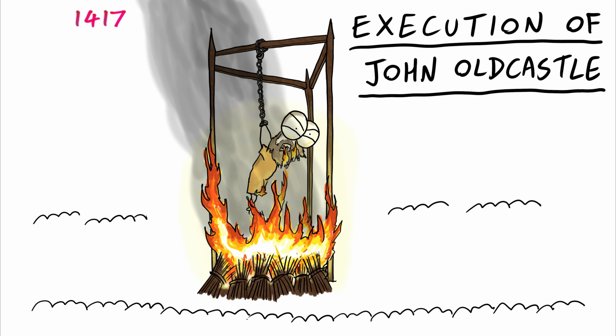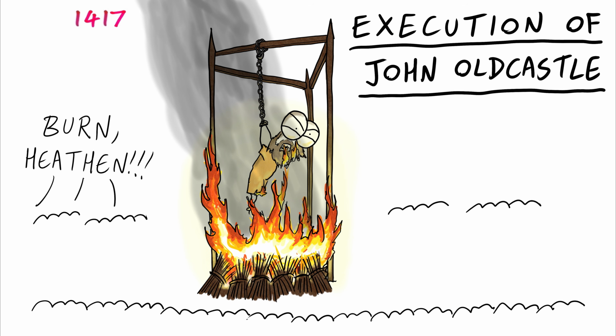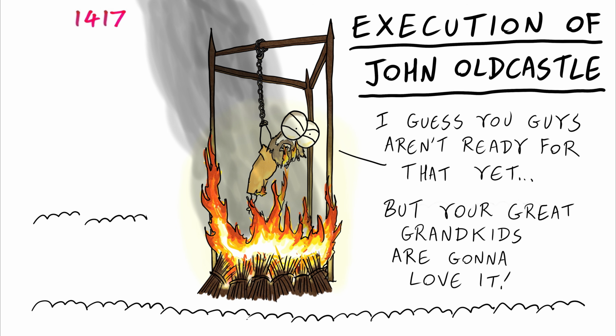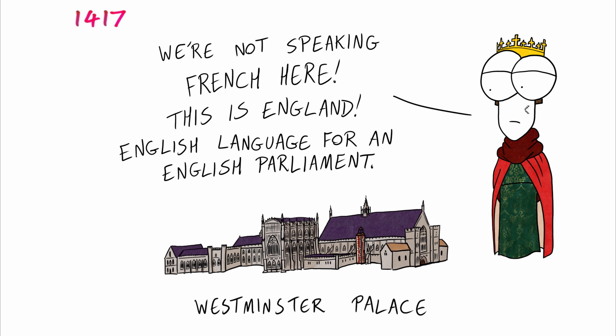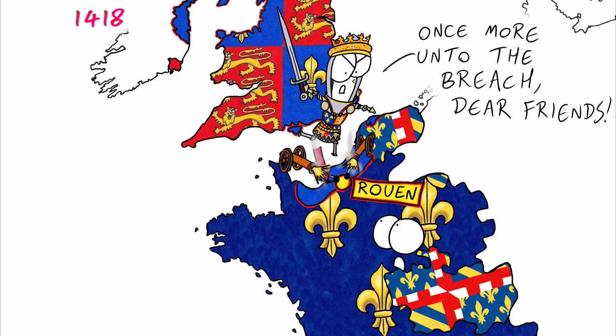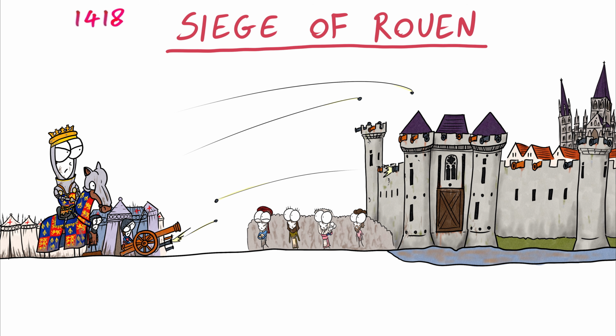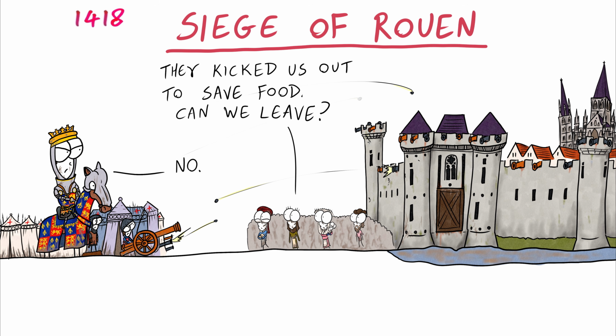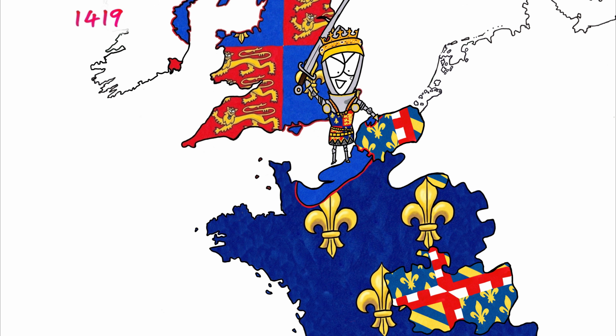Sir John Oldcastle was finally caught and burned for his involvement in the Lollard Revolt. Henry promoted the use of the English language in Parliament, really looking to differentiate the English from the French. He returned to France with a grander army, laying siege to Rouen, starving thousands of its citizens and capturing Normandy, brutally punishing those French Normans who resisted.